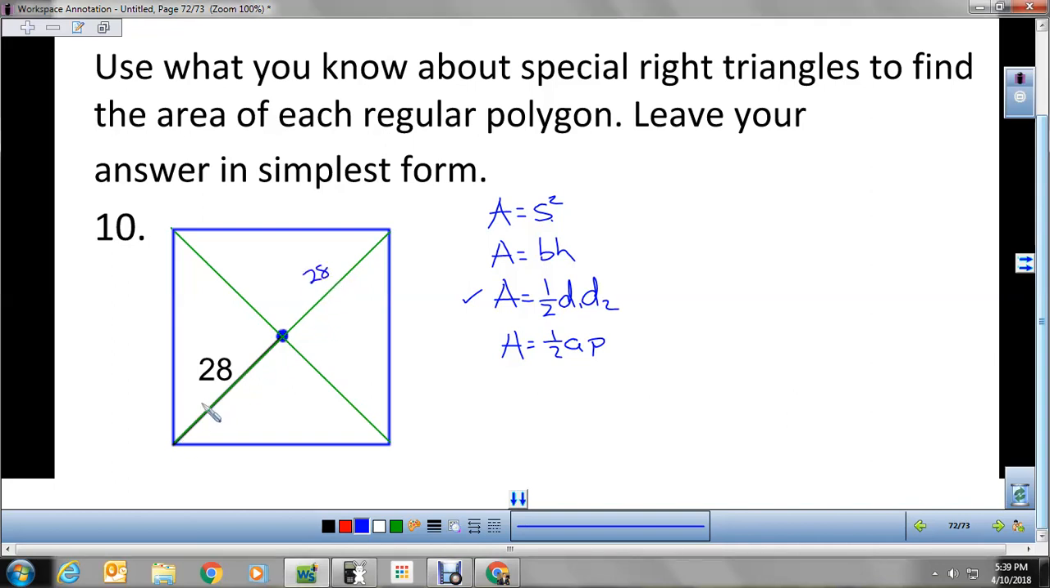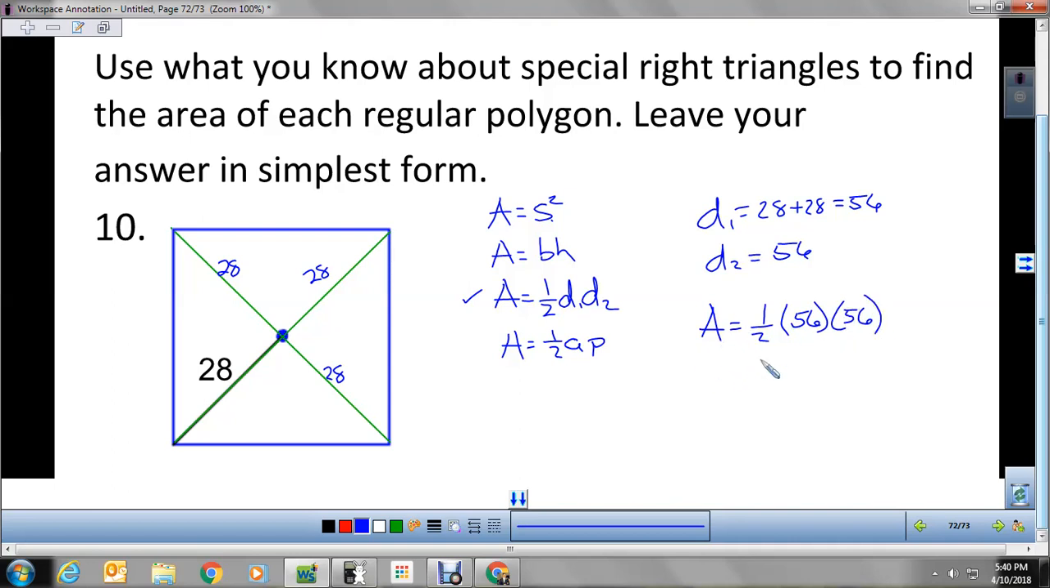So what they've done is they've given us a radius. So we can complete our full diagonal, which makes this distance equal to 28 plus 28, which is 56. And because our diagonals are congruent, this is also 28 here. So diagonal 1 would equal 28 plus 28, which equals 56. And that means that diagonal 2 would be the same, 56. So area is equal to 1/2 times 56 times 56. And so that's going to give us 1,568 is our answer.